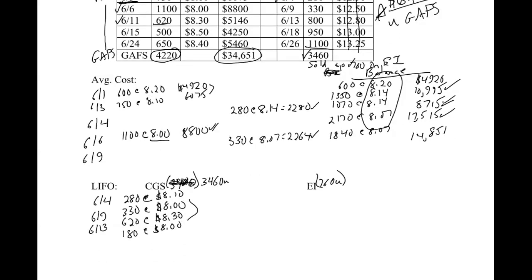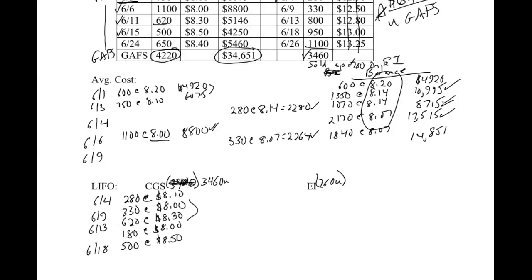All right, so now we're on June 18th. So the June 18th sale is, we sold, let's see here, we sold 950. Okay, so we now have this June 15th purchase of 500. So we sold 950, so that means we sold all 500 of those that we purchased on the 15th, and that was at $8.50. But remember, we sold 950 total.